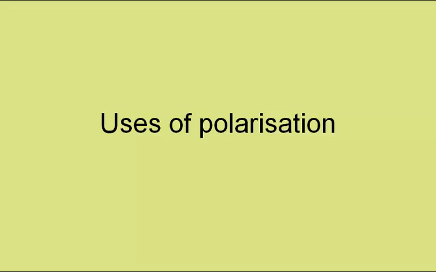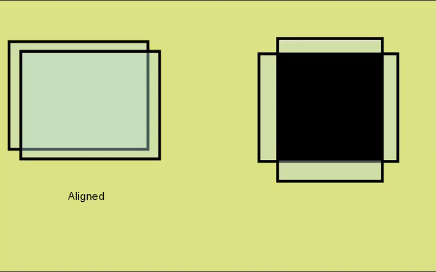Uses of polarisation. If I take a piece of Polaroid and place another piece over the top, aligned with the first piece, most of the light passes through both pieces of Polaroid. However, if I take two crossed pieces of Polaroid, effectively no light passes through. We can see that in these two photographs.